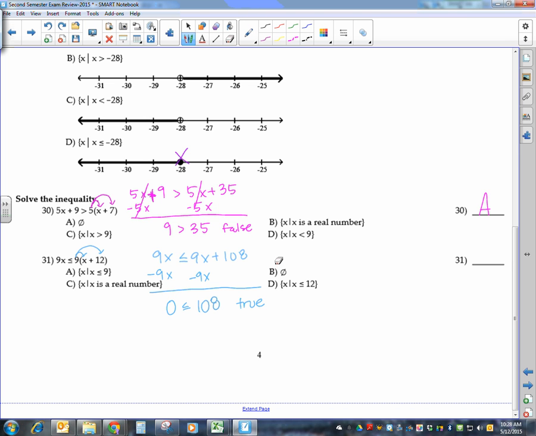So in this particular case, it's not no solution. And these would be if you actually got a number. So your answer is going to be C, all real numbers, and that's how they write it.